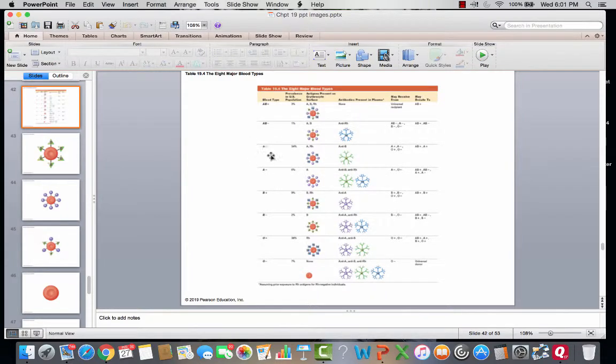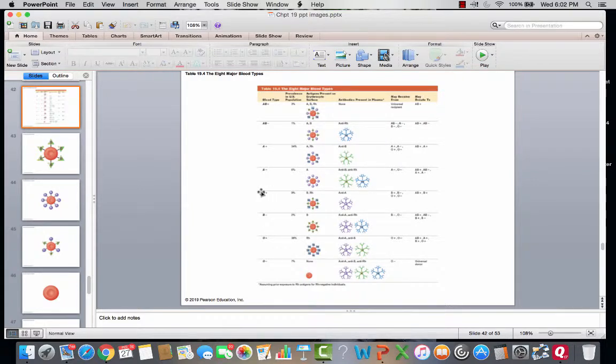In the case of A positive blood, I don't have the B antigen. So what I'm going to do, and we don't know why this happens, I am going to produce anti-B antibodies. And they're going to be floating around in my circulatory system. So I will make the antibodies to the antigen I don't have.